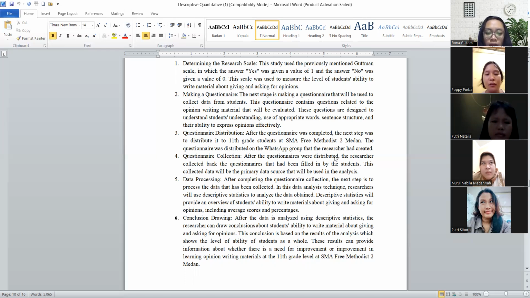And the last step is conclusion drawing. After the data is analyzed using descriptive statistics, the researchers can draw conclusions about students' ability to write material about giving and asking for opinions. This conclusion is based on the results of the analysis, which shows the level of ability of students as a whole. These results can provide information about whether there is a need for improvement in learning opinion writing materials at the 11th grade level at SMA Free Methodist 2 Medan. That's all for the analysis steps.